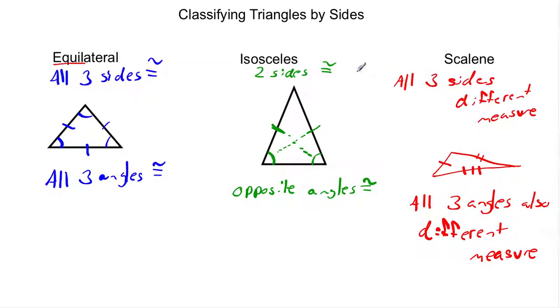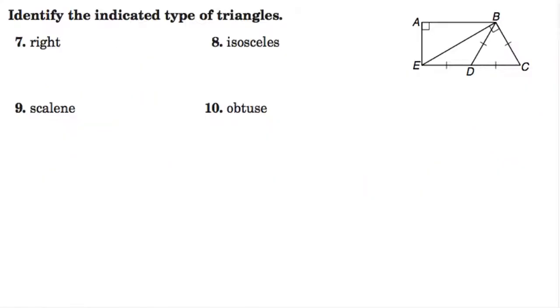All right, and that's scaling. So equilateral, isosceles, scaling. Hopefully you've heard of these words before. You can do a better job committing them to memory if you haven't already. So based off these pictures, we want to figure out which triangle is which.